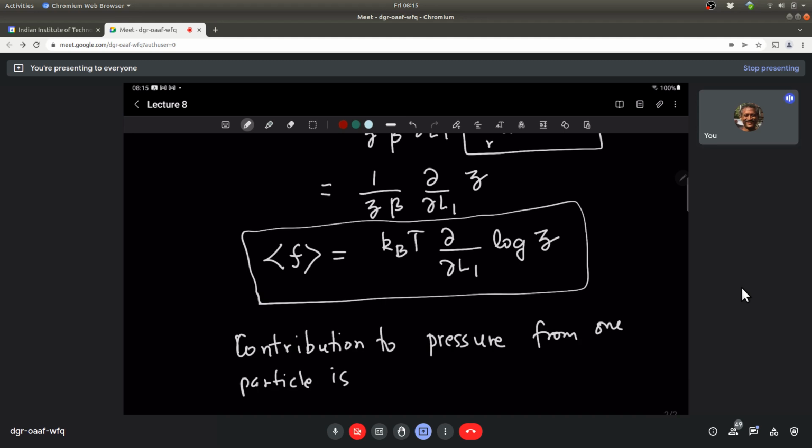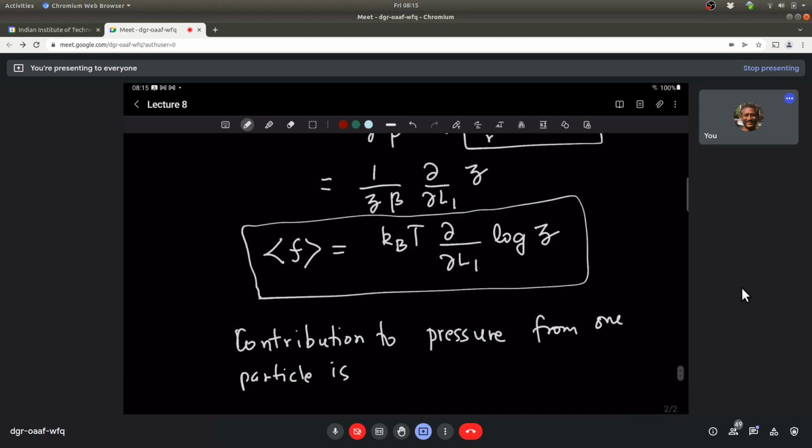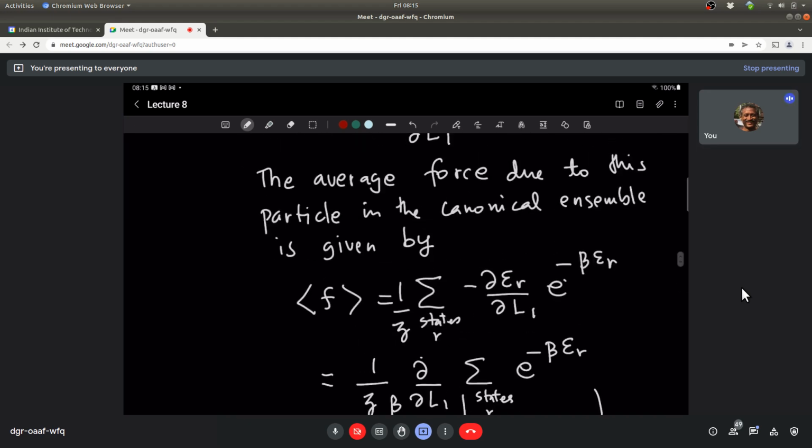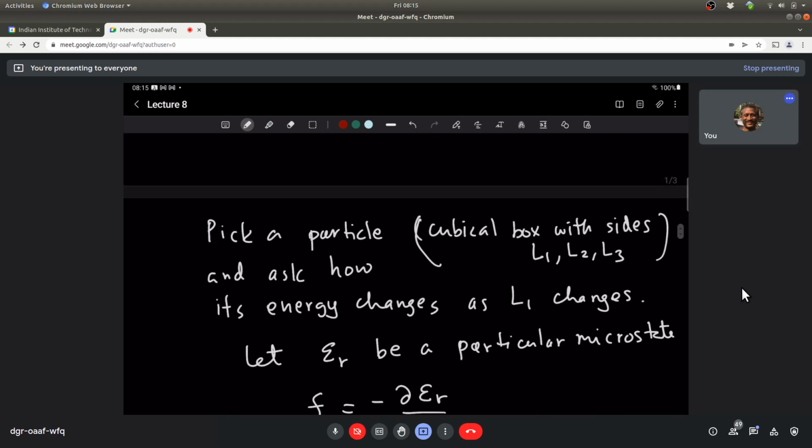is, what should I do? I should divide by the area. But what is that area? What is the area of that side, that face? It's a cubical box, so it's L square. It's actually L2, L3, because I didn't take cubical, actually cuboidal. I wrote cubical, but I actually wrote cuboidal. Let's correct that. Sorry. Actually, it doesn't matter because the final answer we'll write in a nice way.